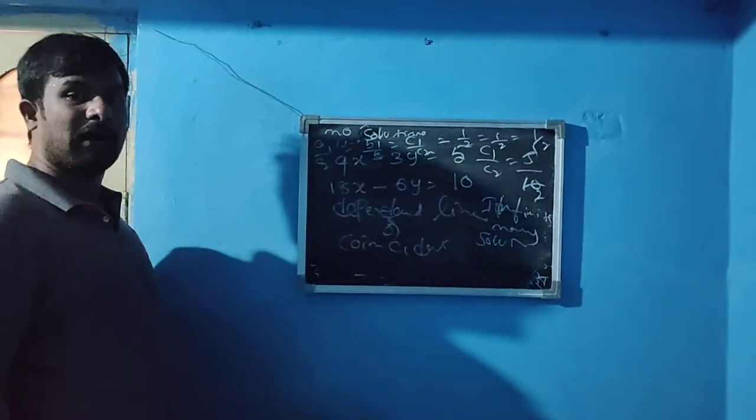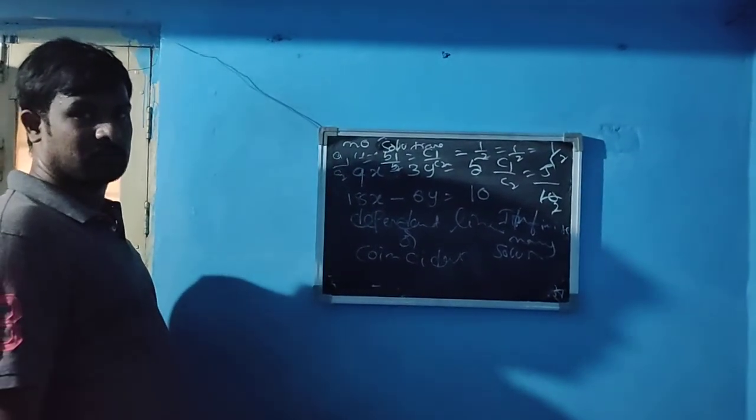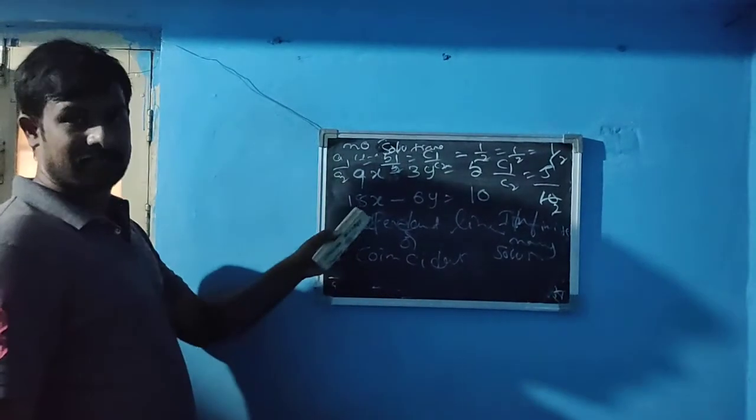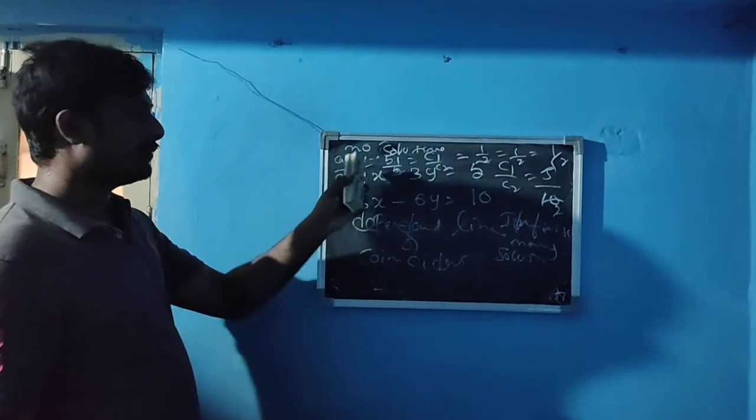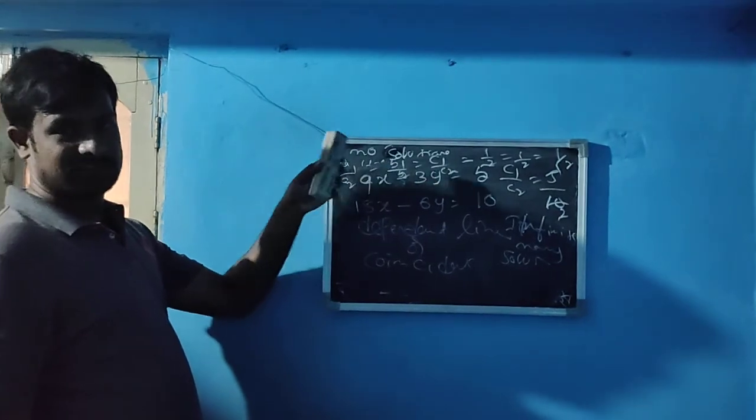So this is a basic part of pair of linear equations. We will discuss some important points in the next class. So 4.1, 4.2 we will explain next class.